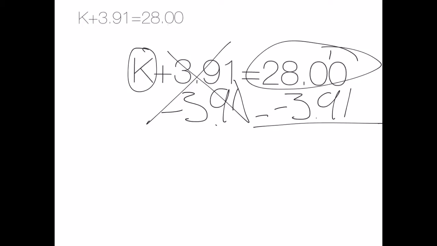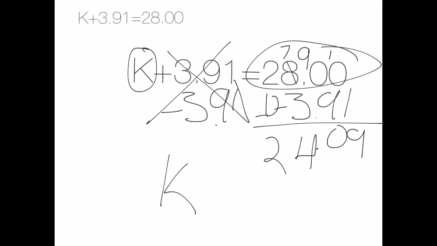You cannot subtract 1 from 0, so you give it a 1 and borrow. 10 minus 1 is 9. 9 minus 9 is 0. Bring down your decimal. 7 minus 3 is 4. And then automatically bring down your 2. There you go. Your answer is K equals 24.09.